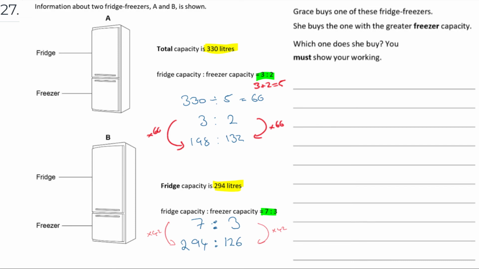Which one do we want? We want the one with the greater freezer capacity. Which one has the biggest freezer capacity? This one has a freezer capacity of 132. This one has a freezer capacity of 126. So no competition. Fridge A wins. Fridge A has the biggest freezer capacity.